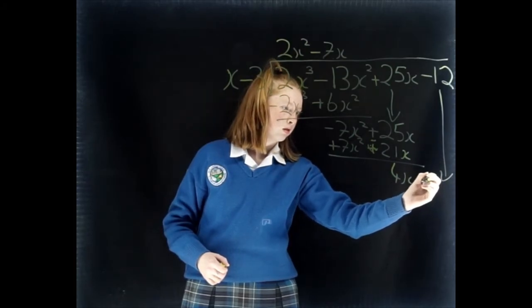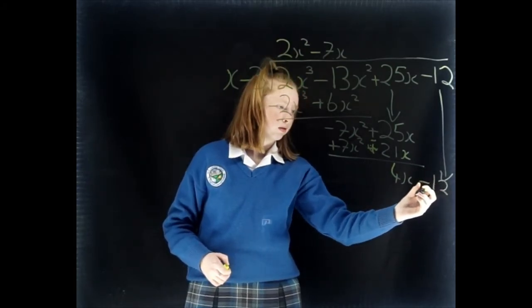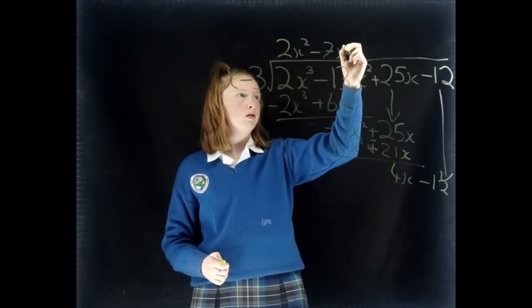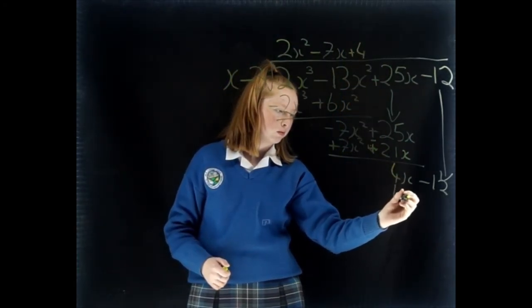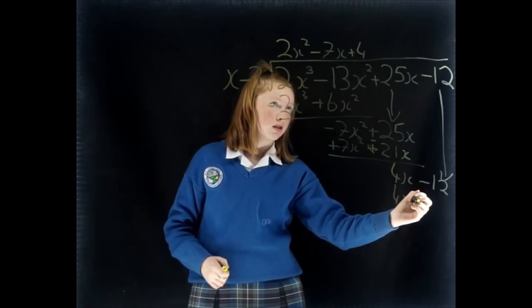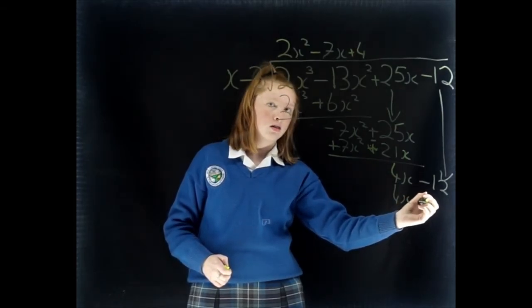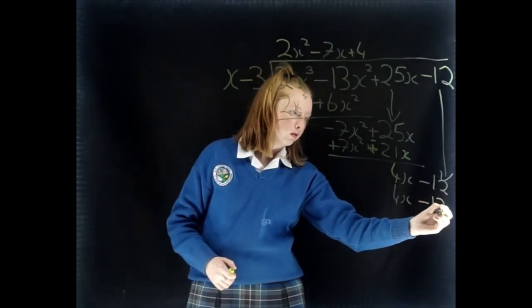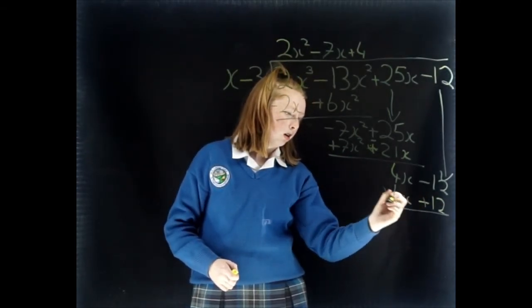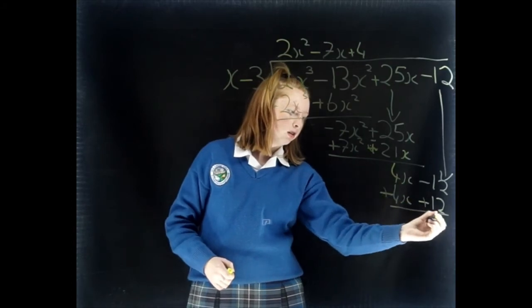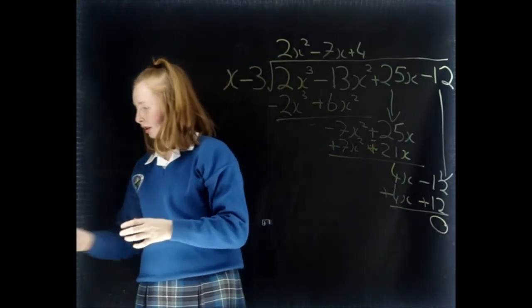Now you need to bring down minus 12, and you repeat the same step again. So how many times does x need to be multiplied to get 4x? And that's 4. And then you multiply plus 4 by x and minus 3, so you get 4x minus 12, and you need to change the signs and cancel off, and at this stage you should get a 0. So your answer is 2x squared minus 7x plus 4.